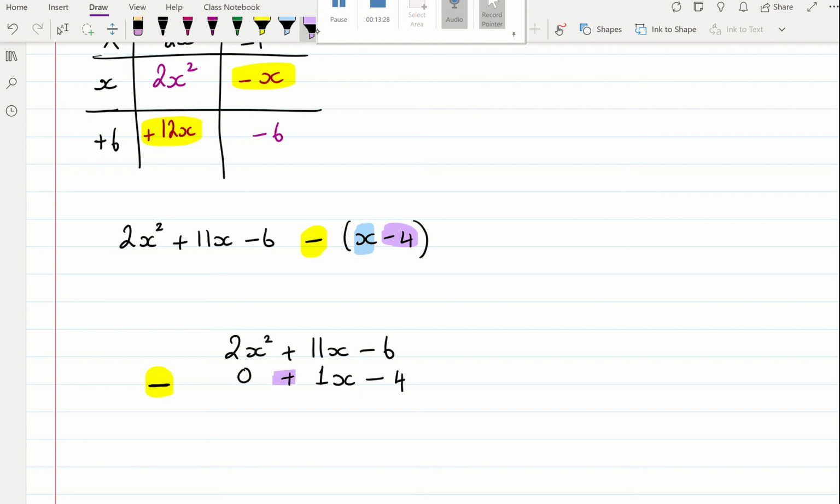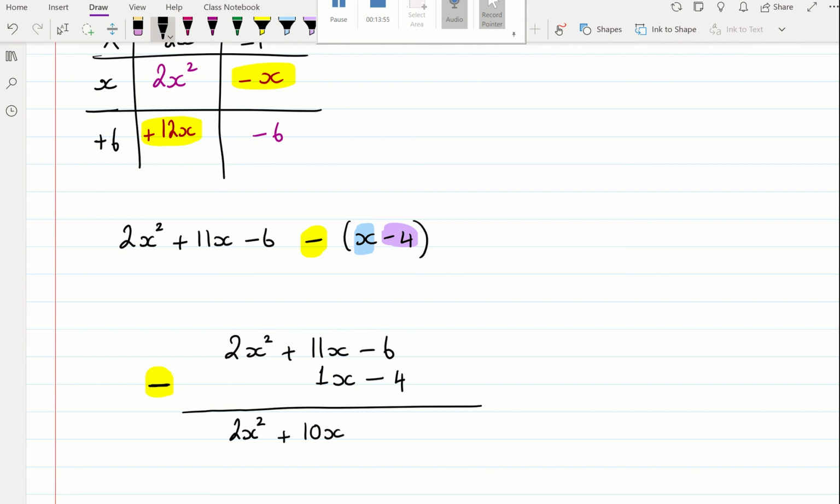So you can add these. If you want, you can not write them at all. That's fine. So 2x squared minus 0 is simply 2x squared. Nothing changes here. Then I've got 11 minus 1. So 11x minus 1x is a plus 10x.